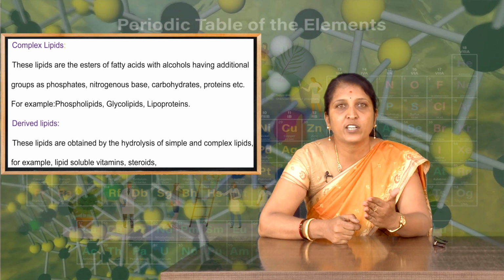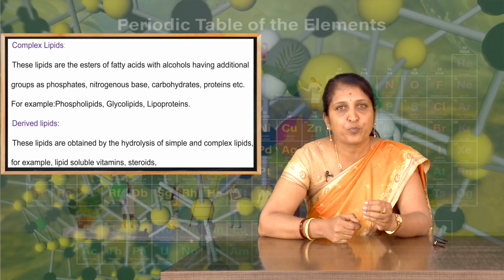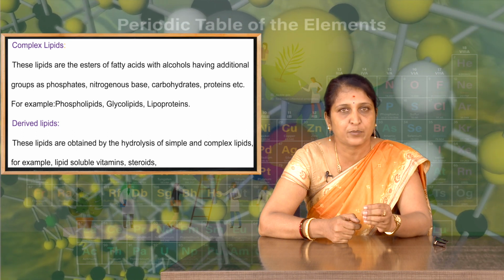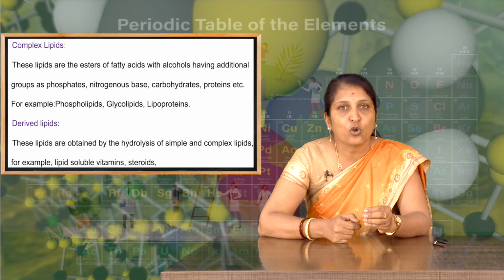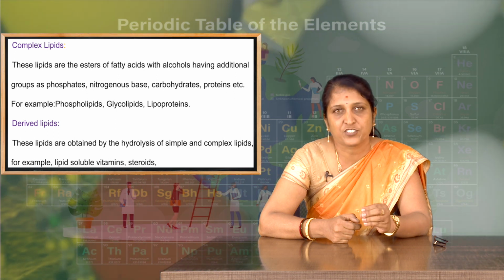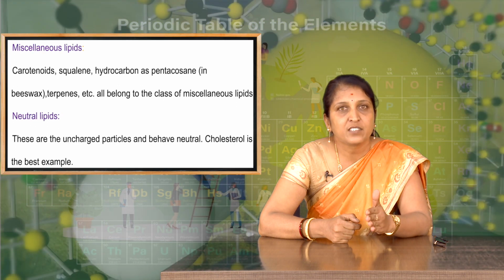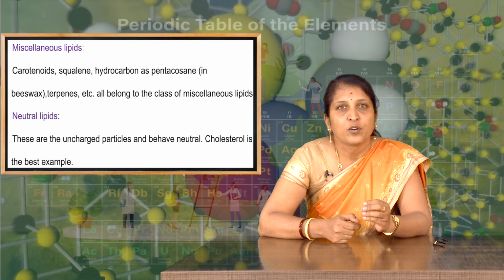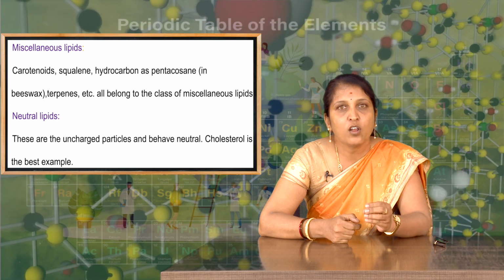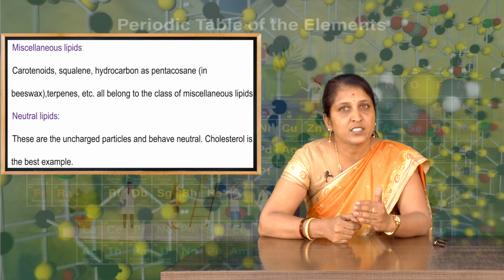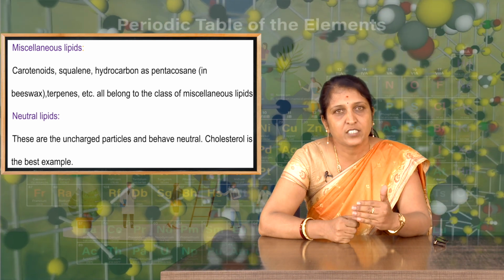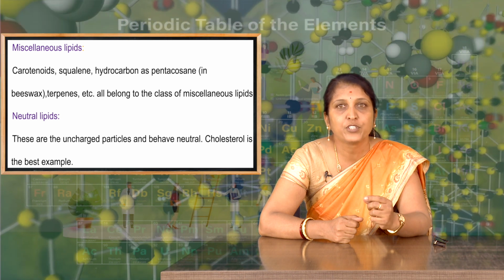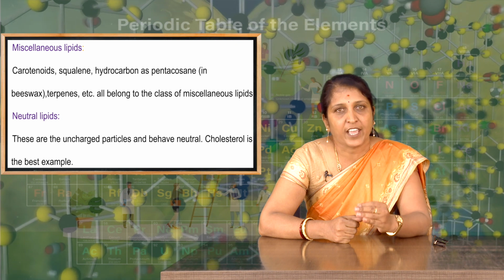Next one is derived lipids. These lipids are obtained by the hydrolysis of simple and complex lipids. For example, lipid soluble vitamins, steroids. Next one is the miscellaneous lipids: carotenoids, hydrocarbons, terpenes, etc. all belong to the class of miscellaneous lipids. Last one is the neutral lipids. These are uncharged particles and behave neutral. Cholesterol is the best example.